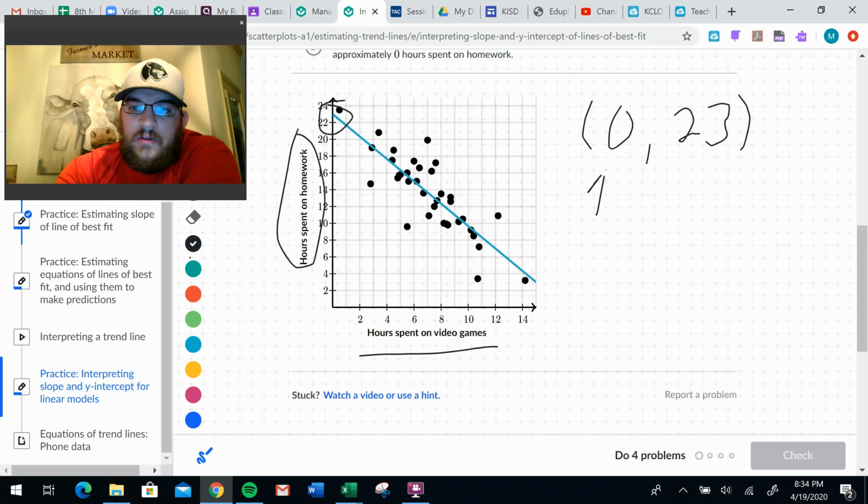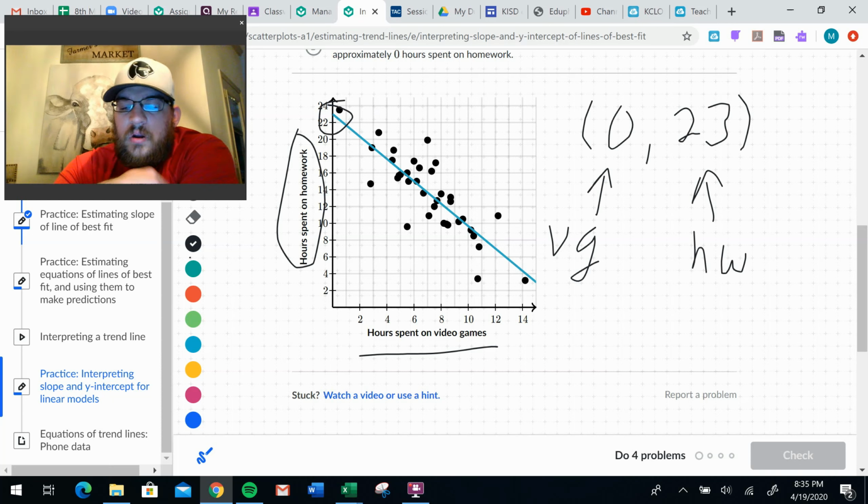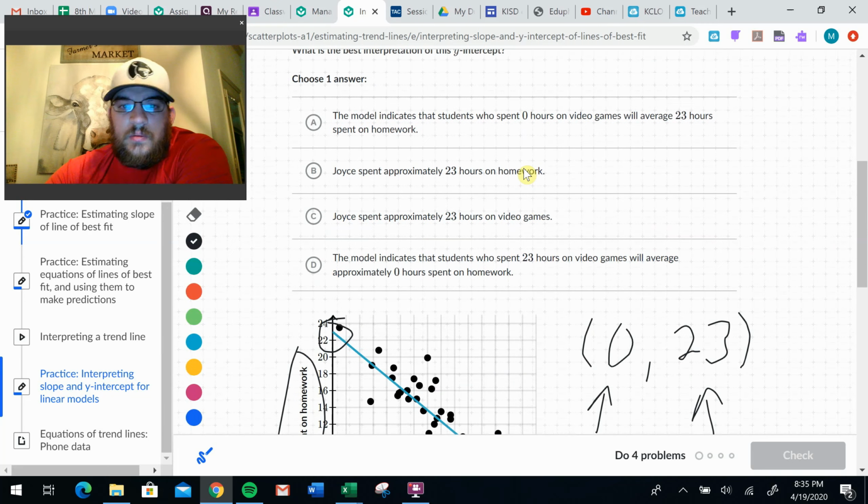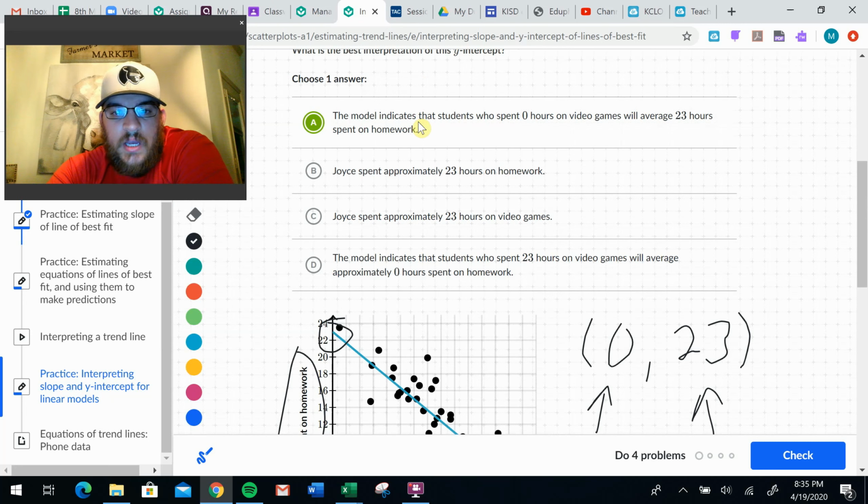Well, these values right here, the x values, are all for video games. And then the y value is all for homework. So that means that 0 hours on video games, they spent 23 hours on homework. So let's look at the answer choices. The model indicates that students who spent 0 hours on video games will average 23 hours spent on homework. Well, that's what I just said, right? So let's read through the rest, just double check.